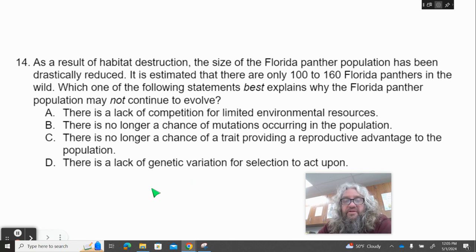B, there's no longer a chance of mutations occurring in this population. C, there's no longer a chance of a trait providing a reproductive advantage to the population. Or D, there's a lack of genetic variation for selection to act upon.